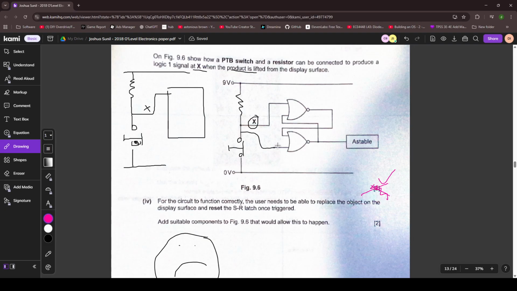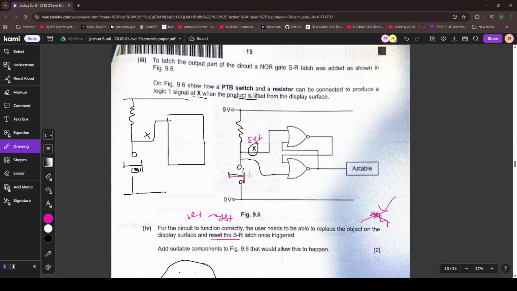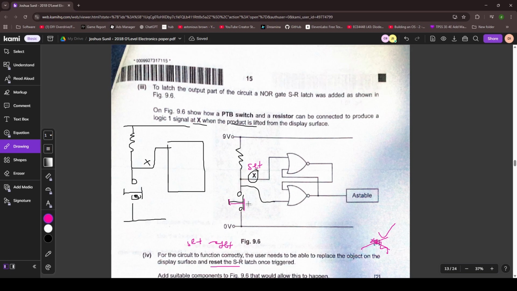Okay, I can see the thinking behind this because once you close this, for this you need to identify which pin or which leg here is set, which leg is reset. You can probably use context for this, this is probably set. The reason why is because we want, when the product is lifted, that means when the switch is open, for this to be 1. So this is probably set because when it's 1, then it will probably send a signal to Q and then do something here.